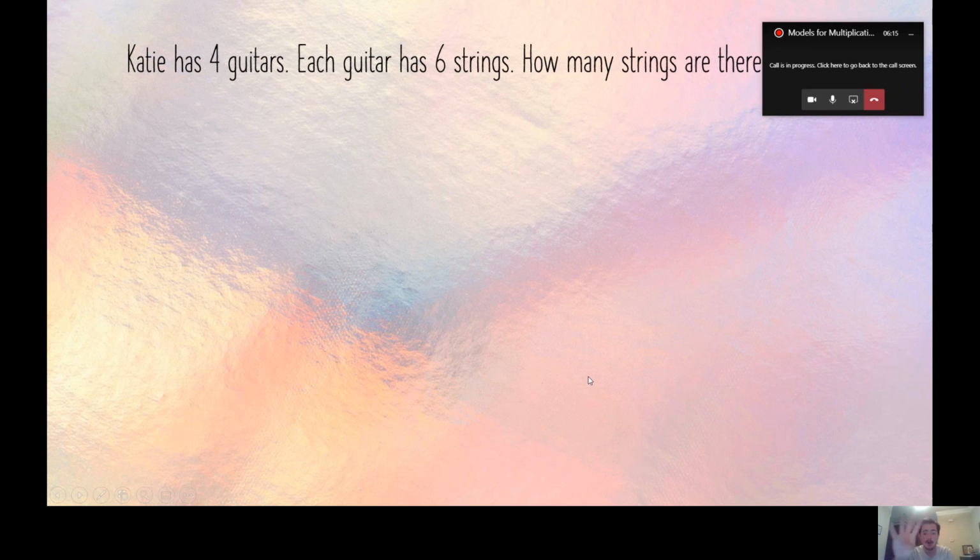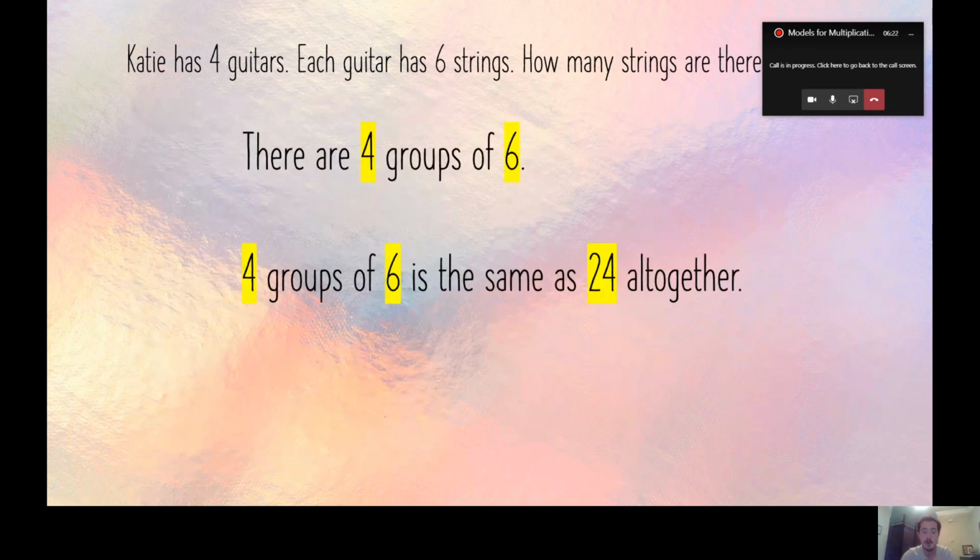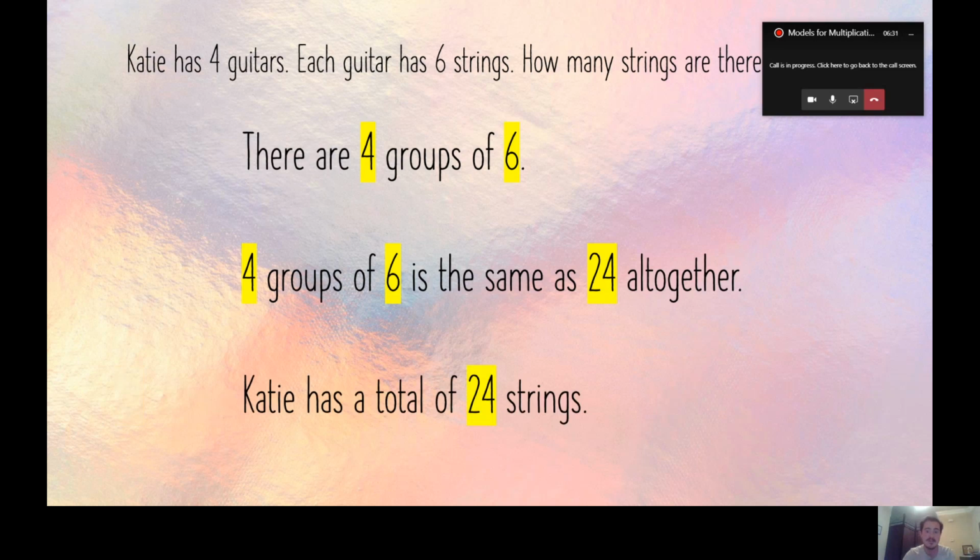So there are 4 groups of 6. We just drew a model of that. 4 groups of 6 is the same as 24 all together. So Katie has a total of 24 strings.